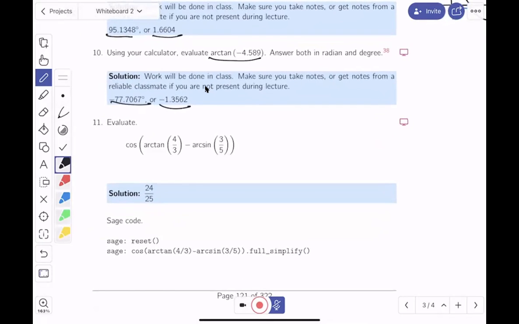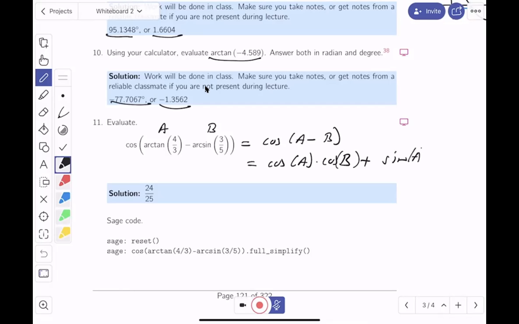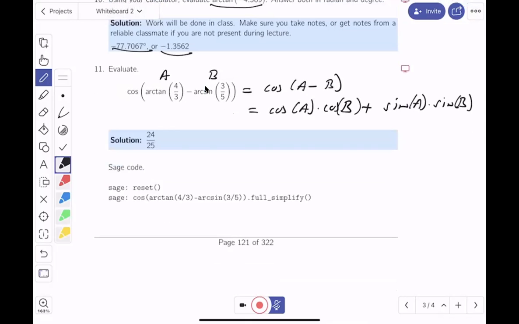I know it's difficult as I do these things over here, but I want to point out this looks like a difference formula to me. I'll write this over here, A and B. So it's like cosine of A minus B. What do you get? Cosine A, cosine B plus sine A sine B. Well, let me write this down for you. And what do I have? I have arctan of 4/3.